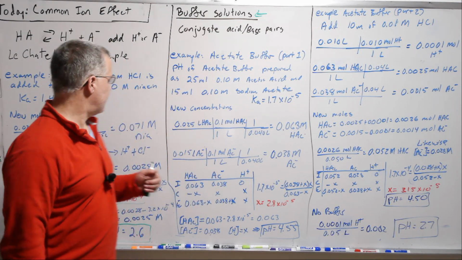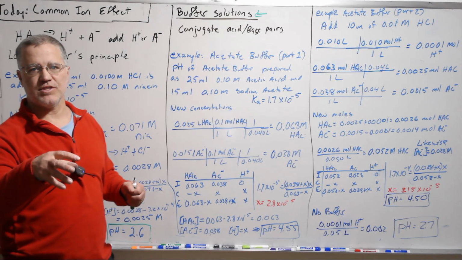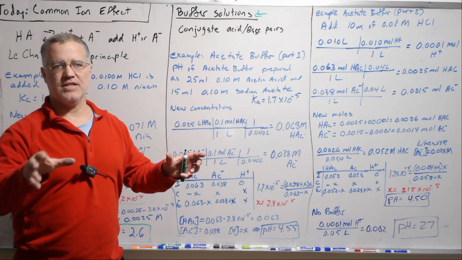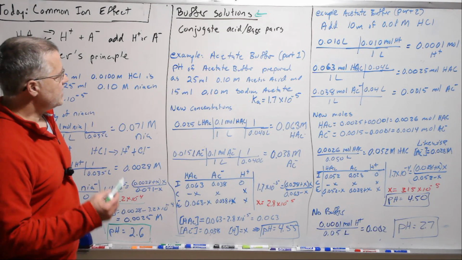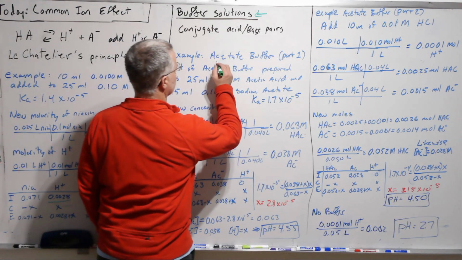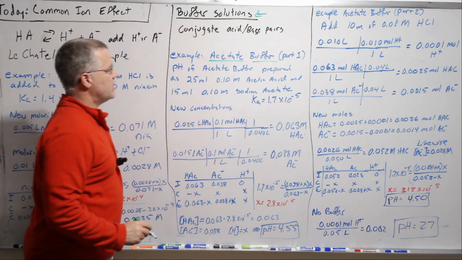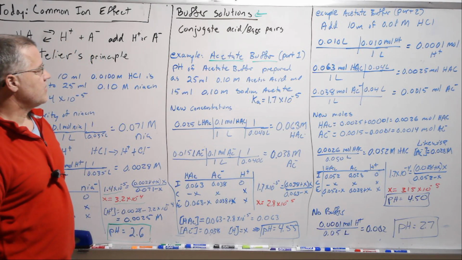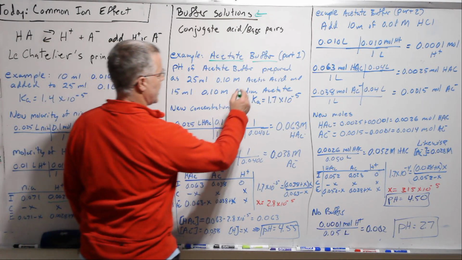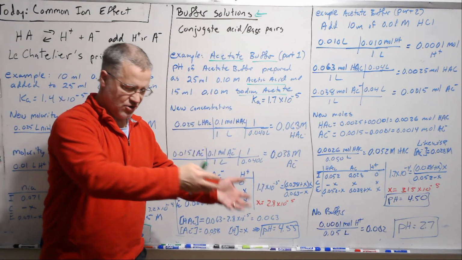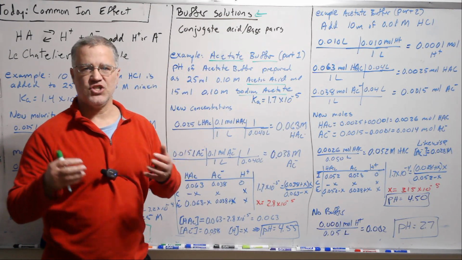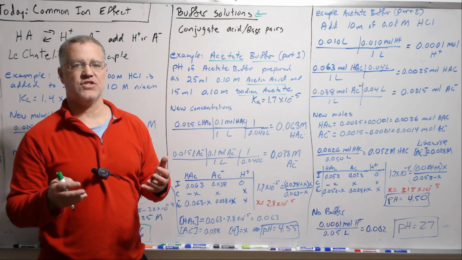And now, instead of this example where the common ion was the H+, the common ion is going to be the conjugate base. So let's take an example of an acetate buffer. It's a very common buffer. We're going to use acetic acid and sodium acetate. So we pull acetic acid off the shelf, we pull sodium acetate off the shelf.